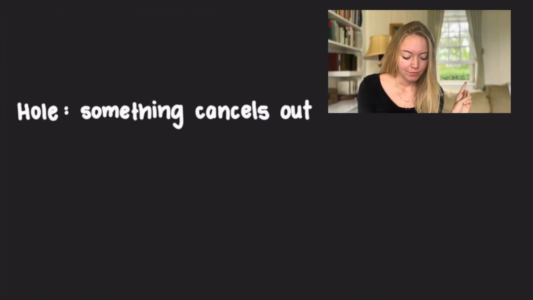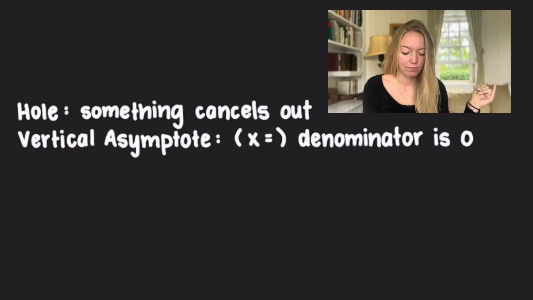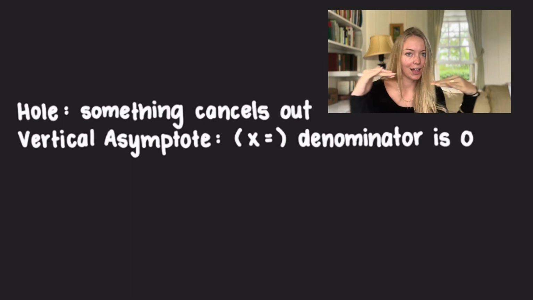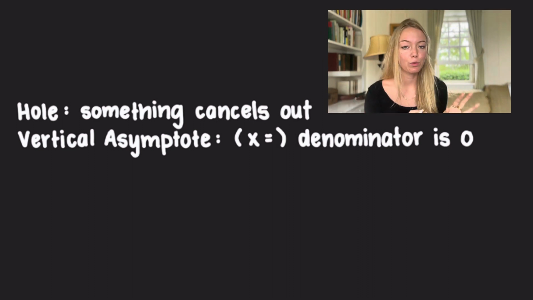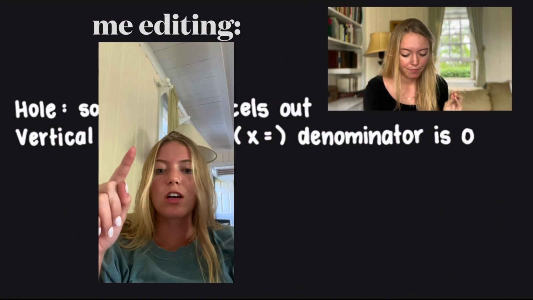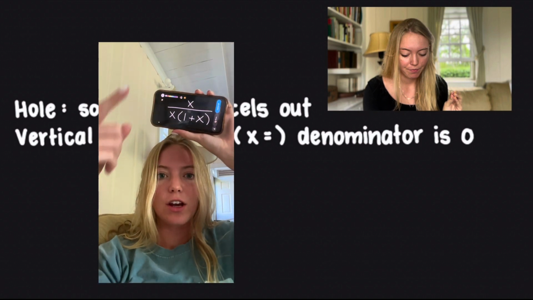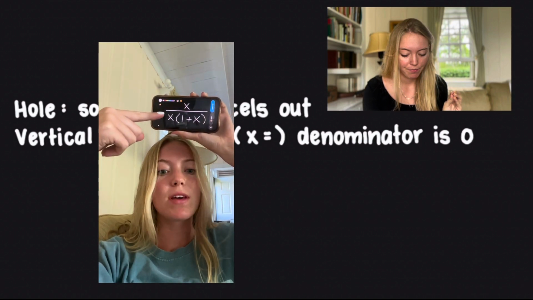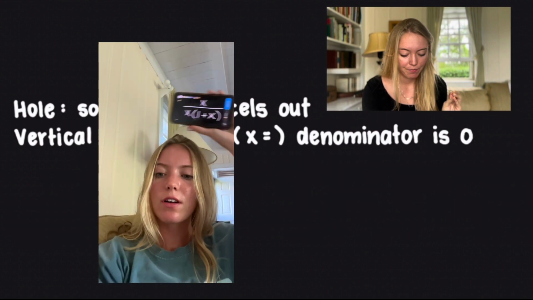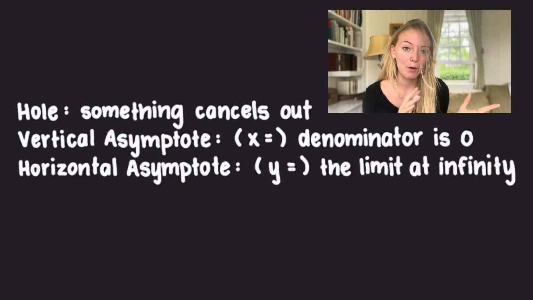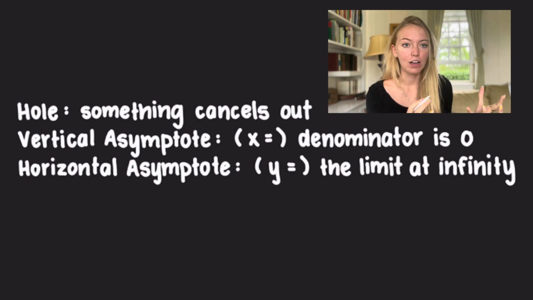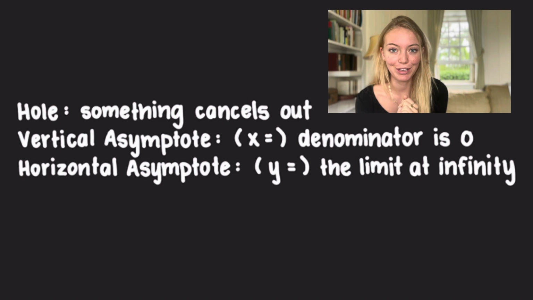Time to review. A hole is when something cancels out. A vertical asymptote is going to be x equals because it crosses the x line on the graph, and it happens wherever the denominator is 0. Forgot to mention that if something cancels out and there's a hole, there's not going to be a vertical asymptote at that hole. So like here, there'd be a hole at 0, and there would only be a vertical asymptote at -1. There would not be a vertical asymptote at 0. A horizontal asymptote is going to be y equals because it crosses the y-axis, and it's just going to be the function's limit when you take the limit as x approaches infinity.